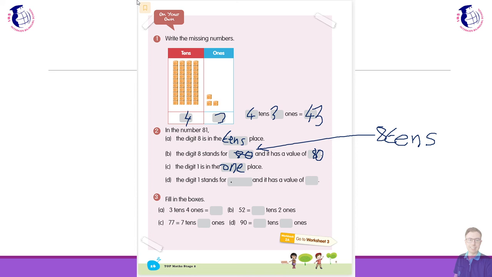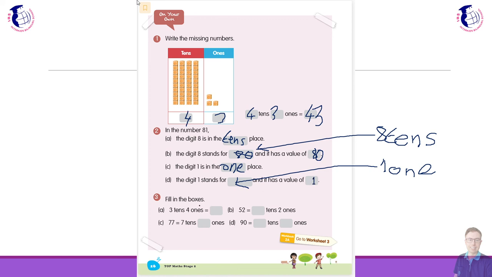The digit 1 stands for, let's see, what was our original number? 81. So the digit 1 is literally going to be right over here as well. It's going to be 1, 1. And it has a value of 1.